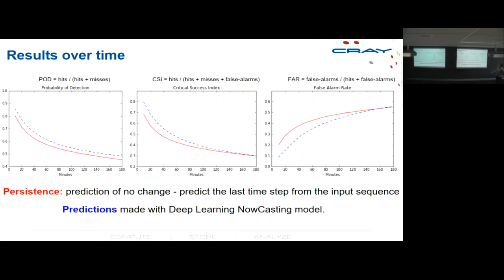For both POD and CSI, higher numbers are better. For false alarm rate, lower numbers are better. The dotted line is what our deep learning model predicts, though. So you can see that in all three metrics, until you get to about 2.5 hours, we're doing substantially better. Deep learning does substantially better than the baseline of, I looked outside an hour ago.